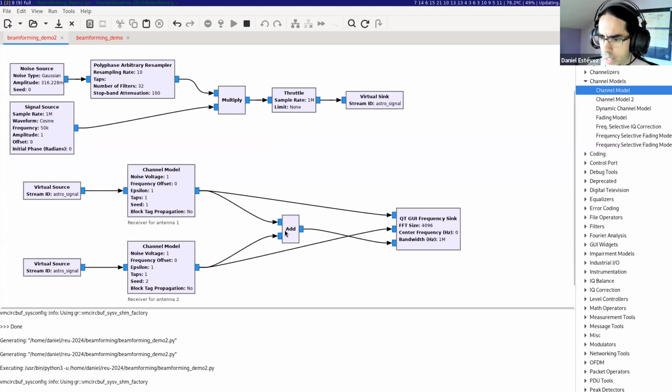Here I'm choosing to add both signals. We could also decide to compute the mean. That's also a fair choice. It's the same as adding and dividing by 2.